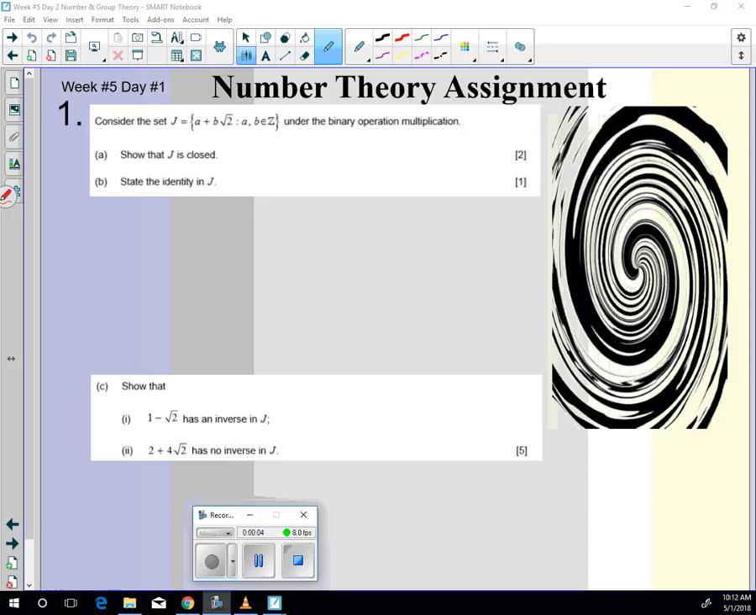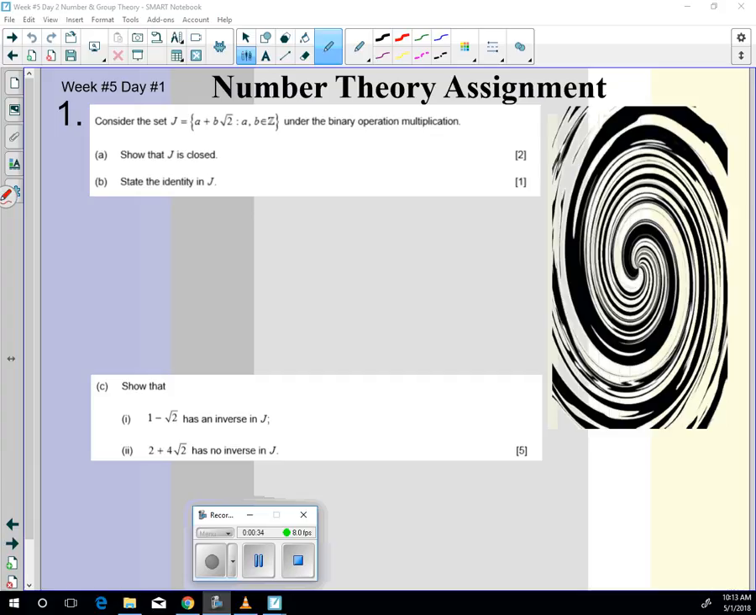This is group theory. Consider J as a plus b root of 2 under the binary operation. By the way, yesterday we were looking at binary numbers. This has nothing to do with binary numbers. A binary operation is just two things operated together. It's usually something other than just add, subtract, multiply, divide. And here it's not a complex, but an irrational number. Show that J is closed.